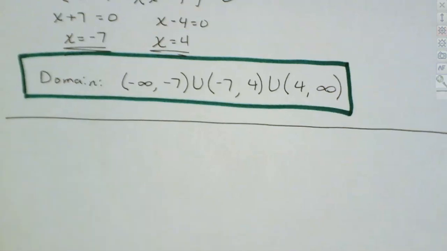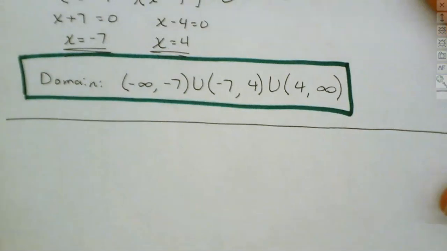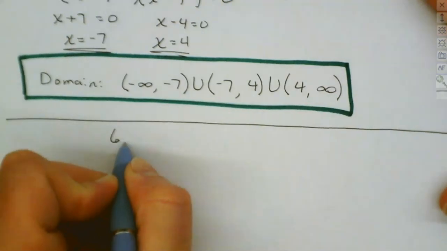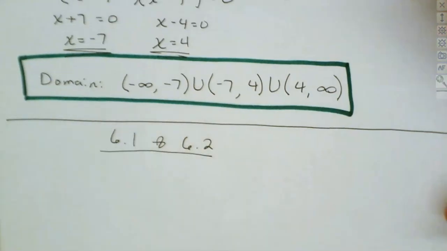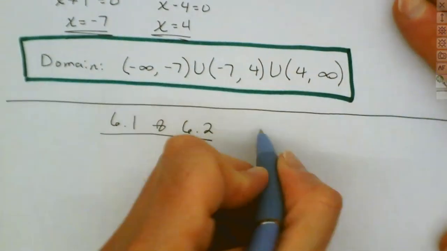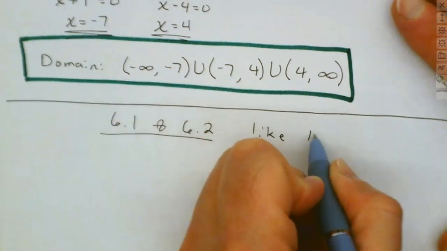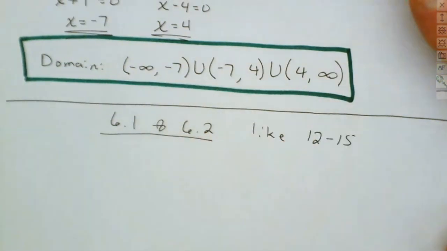Now, what I didn't cover last time was adding and subtracting of these rational functions, these fractions. So that's what we're going to look at today. So we're still in 6.1 and 6.2, and we're going to be looking at questions like 12 through 15. I'm not going to work these out for you, but we're going to pick questions like 12 through that 15.